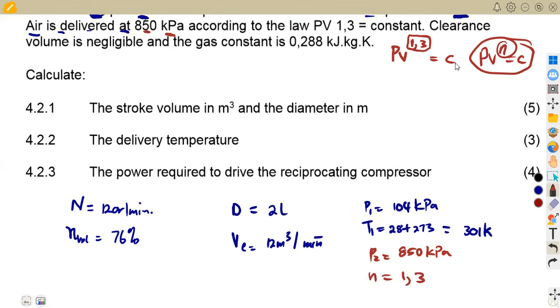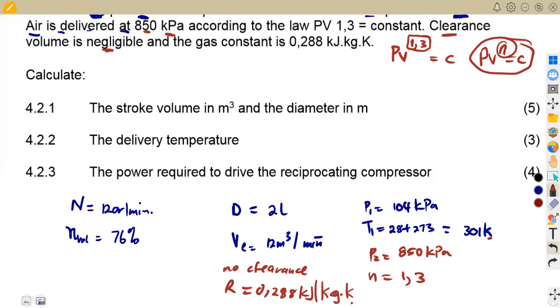Then the clearance volume is negligible. So meaning to say there is no clearance in this case. We're dealing with a condition where there is no clearance. And also we're given the gas constant, R in this case, which is 0.288 kilojoules per kg Kelvin. That's why our temperature is supposed to be in Kelvin, because this is taken per kg Kelvin.